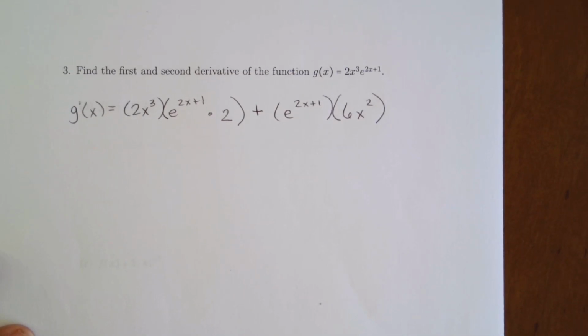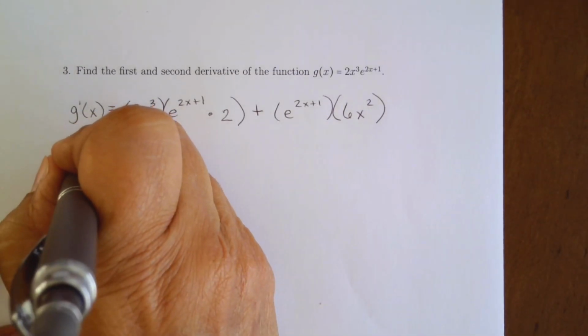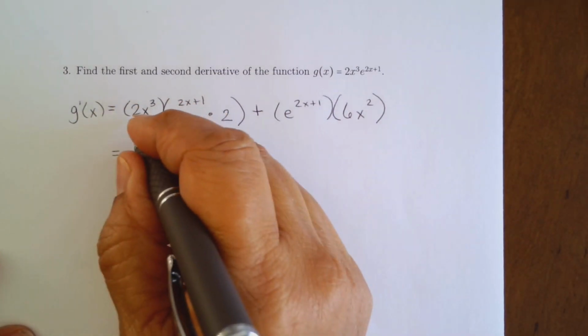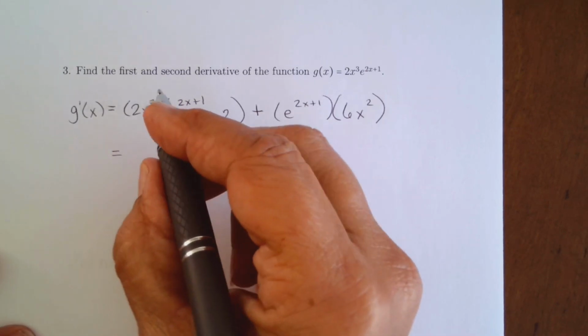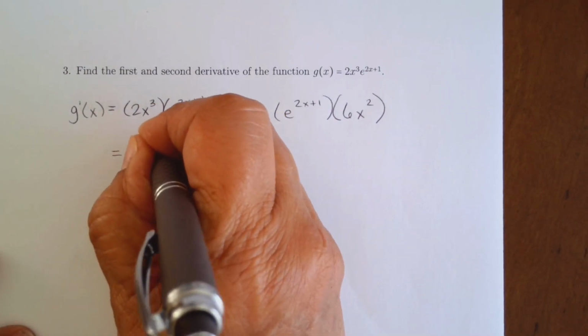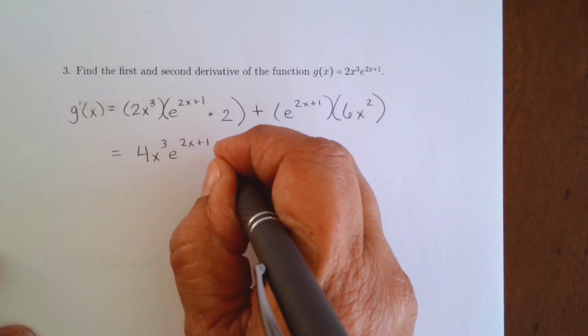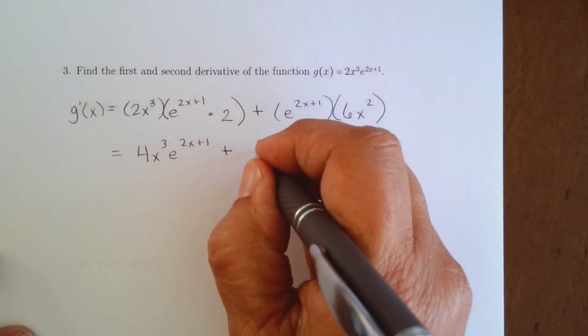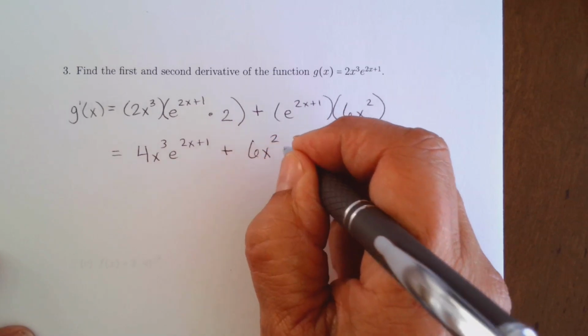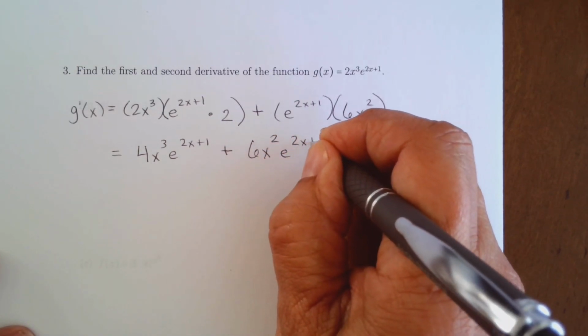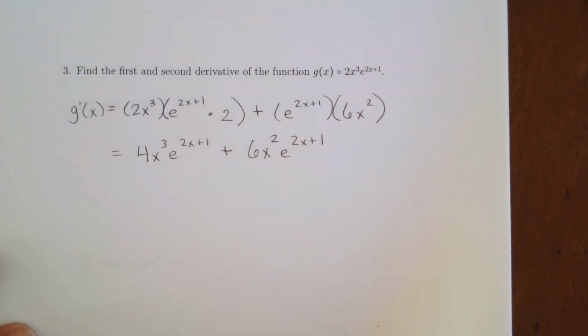All right, so here's a case where I definitely want to clean this up because I do not want to take the second derivative of this. This looks like a big mess, right? So let's look at cleaning that up. So first off, on the first term, I can multiply the 2 out here. So that's 4x cubed e to the 2x plus 1 plus, and here I can do 6x squared e to the 2x plus 1. Okay?